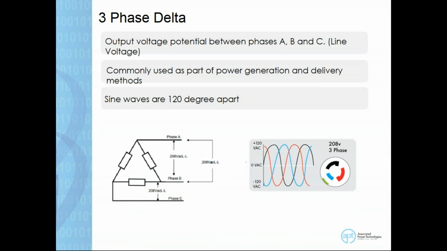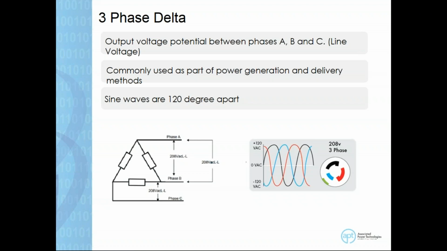Next, we're going to take a look at 3-phase delta. Now, 3-phase delta is used for motors that are really efficient and need a lot more power. Sometimes the motor configurations are configured into a 3-phase delta configuration. You also see this when utility power is being delivered to substations. The transformers are wired into a 3-phase delta configuration.